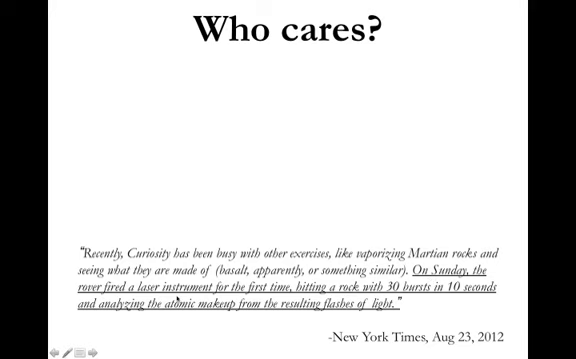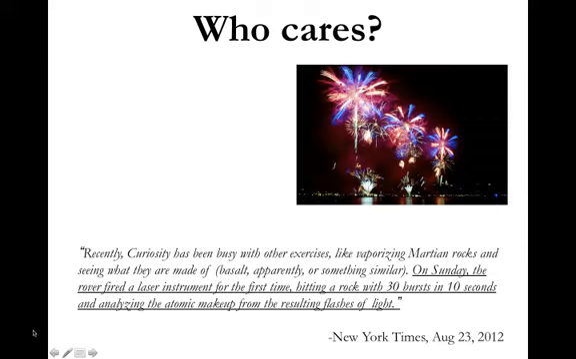On Sunday, the rover fired a laser instrument for the first time, hitting a rock with 30 bursts in 10 seconds and analyzing the atomic makeup from the resulting flashes of light. So we've basically got this robot on the surface of Mars, and the way that we are figuring out what the rocks on Mars are made of is by exciting the electrons in those rocks and seeing what colored light is emitted, because we know that sodium emits one type of light and other elements emit different types of light. So you can basically just analyze the color of light that's emitted and try to figure out what materials they're made of. This idea is used in other real-world situations too.